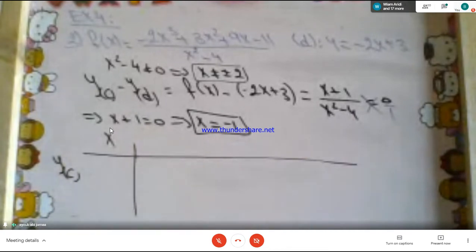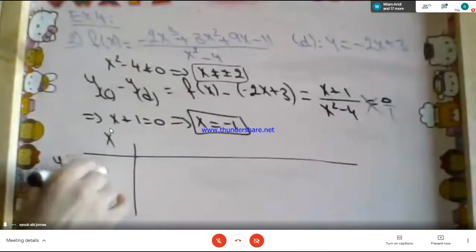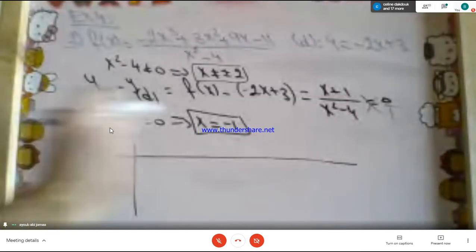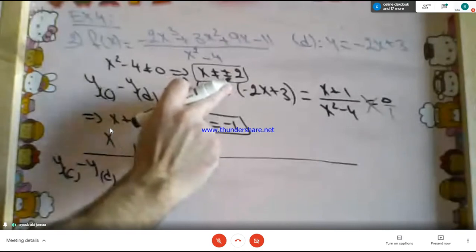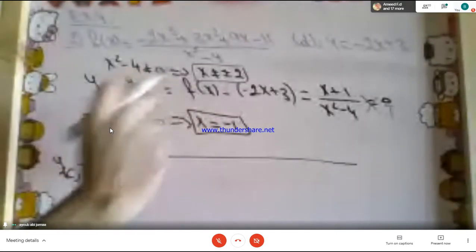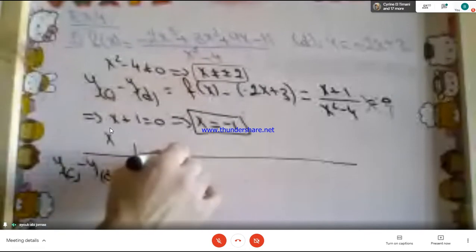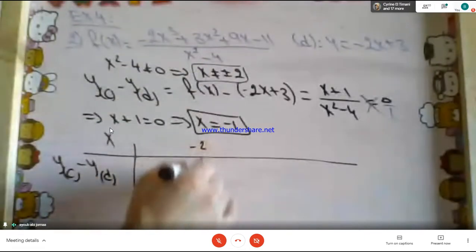Now, values of x you have to include for yc minus yd here. And the values of x you are going to include, as I said, are in the domain. Negative 2, negative 1, and 2. Here we have negative 2, shaded.